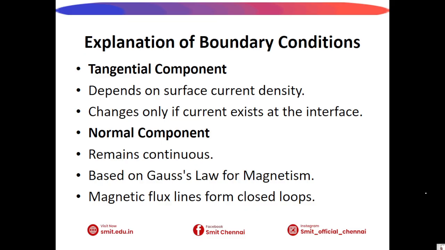Next we see the explanation of the boundary condition. There are different boundary conditions. The tangential component of magnetic field intensity may change if a surface current exists. The normal component of magnetic flux density remains continuous because magnetic monopoles do not exist. The normal component remains continuous based on Gauss law for magnetism. The magnetic flux lines form closed loops.